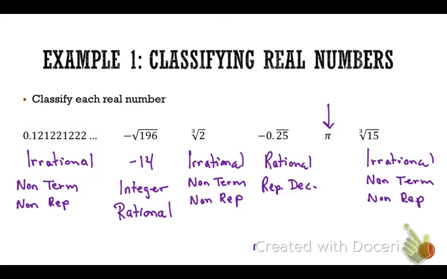Pi is always irrational for the same reason. It's non-terminating and non-repeating. Definitely irrational. Sounds like a good true-false question. Pi is rational. Is that a true statement or a false statement? False. No, I said rational.